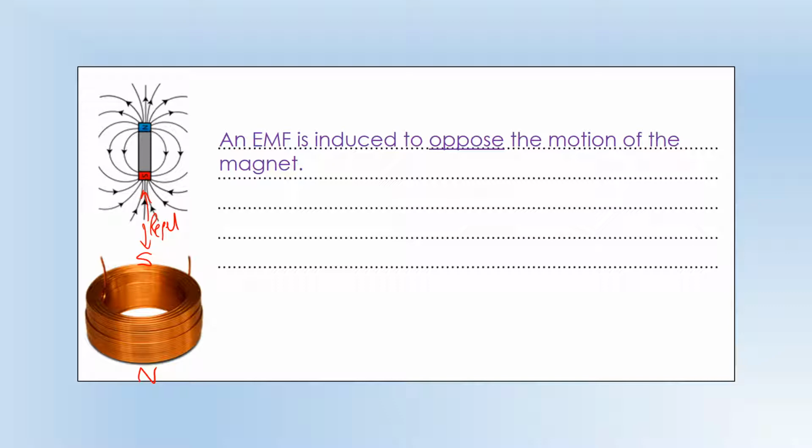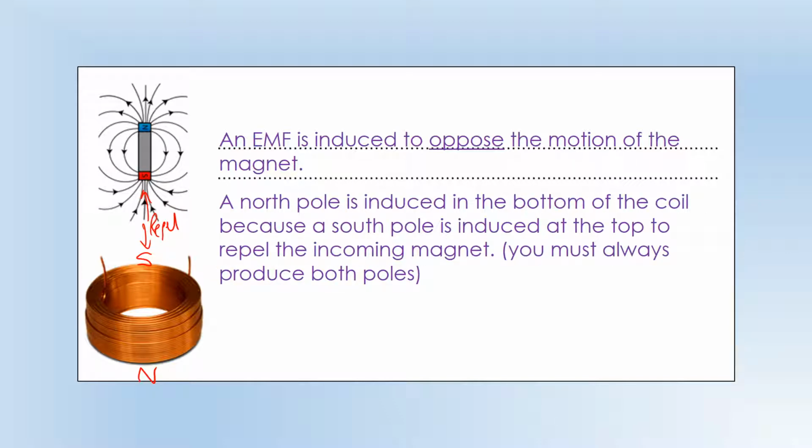An EMF is induced to oppose the motion of the magnet. So if we're inducing an EMF, we are going to be producing these poles here. That will allow it to oppose the magnet. So the north pole is induced at the bottom, the south pole is induced at the top to repel the incoming magnet. And a key rule here that we need to know is you must always produce both poles. You can't just produce a south pole and nothing else. You can't produce a north pole and nothing else. You have to make a north and a south pole together. Okay? So that's why if the top is a south pole, the bottom has to be a north pole. So that's at the top.